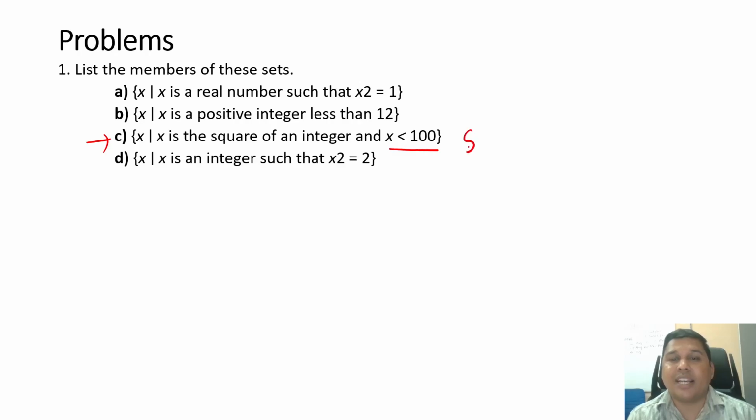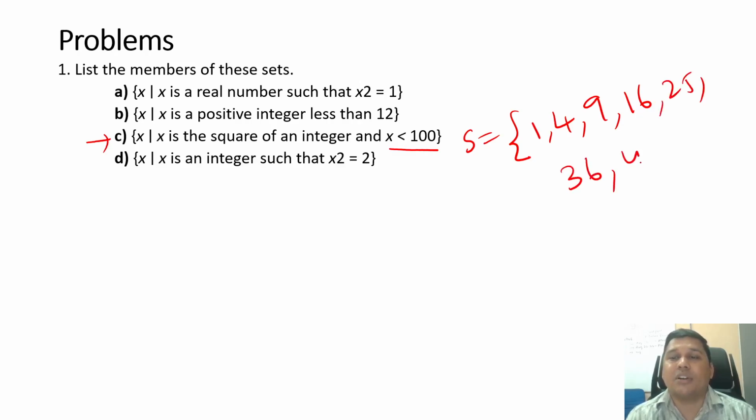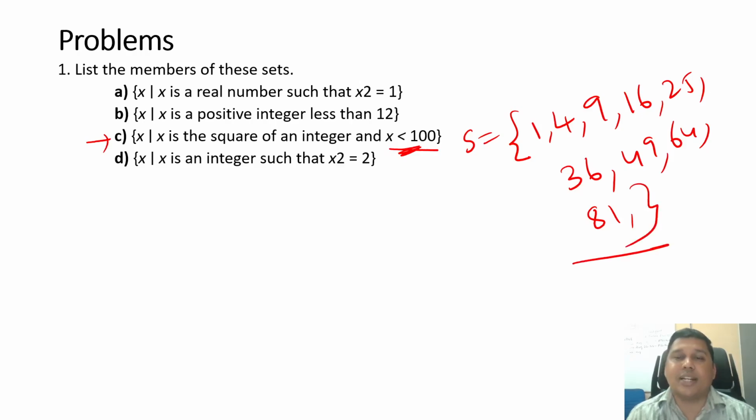So we have a set S equal to x such that x is a square of an integer. Integers from 1: 1 square, 2 square, 3 square, 4 square, and so on, such that the x value should be less than 100. So my answer will be 1, 4, 3 square 9, 4 square 16, 25, 36, 49, 64, then 9 square 81. 10 square will not come because x is less than 100, so 100 is not included.